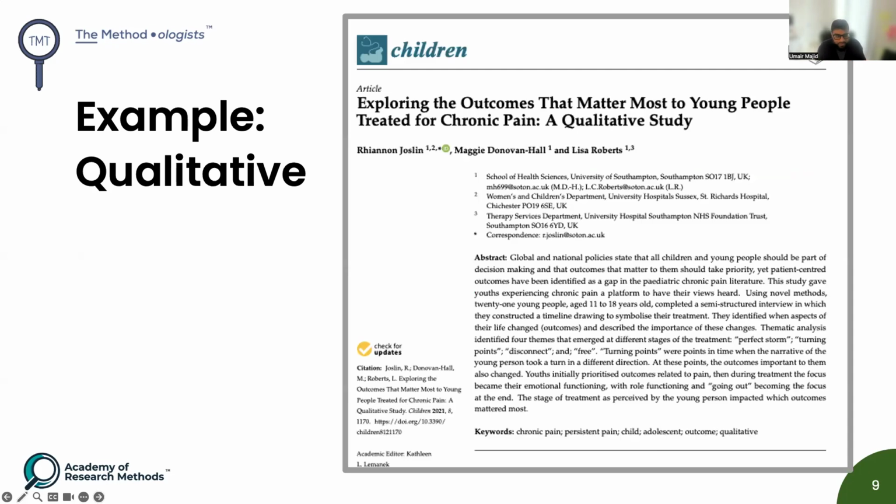Qualitative research is a little bit different, right? If you just read the title, it's about exploring the outcomes that matter most to young people treated for chronic pain, qualitative study. There are various different outcomes that come from treating chronic pain: reduction in side effects, improved quality of life, improved daily activities, lots of different outcomes. But wouldn't you see a value in understanding what young people in this case value the most, right?